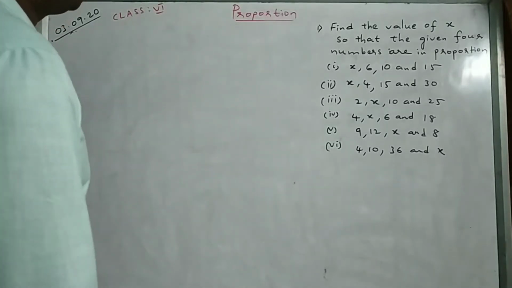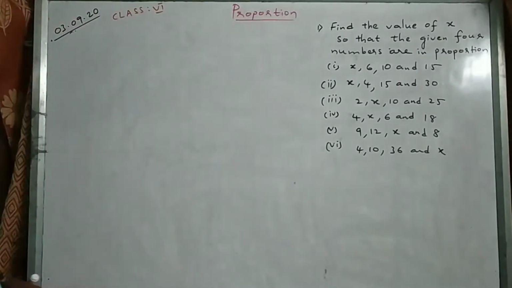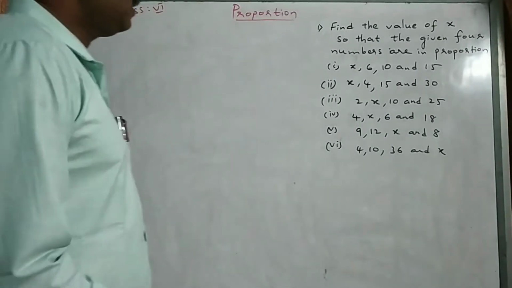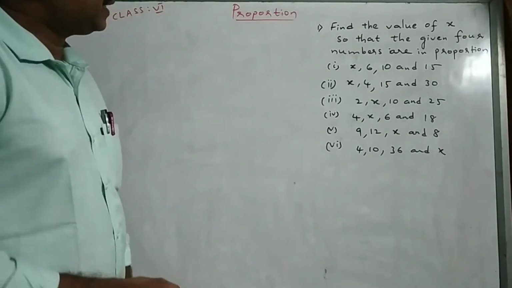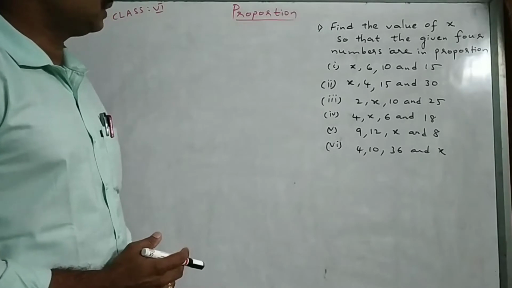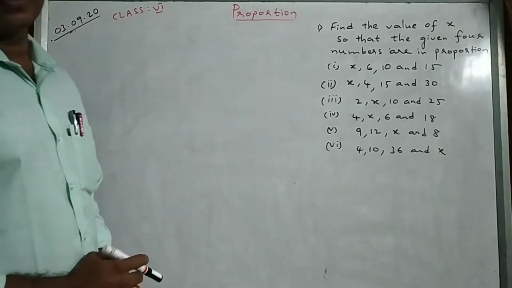Hi students, look at this question. Find the value of x so that the given four numbers are in proportion. In the previous class, we started about proportion. When do we say that numbers are said to be in proportion?